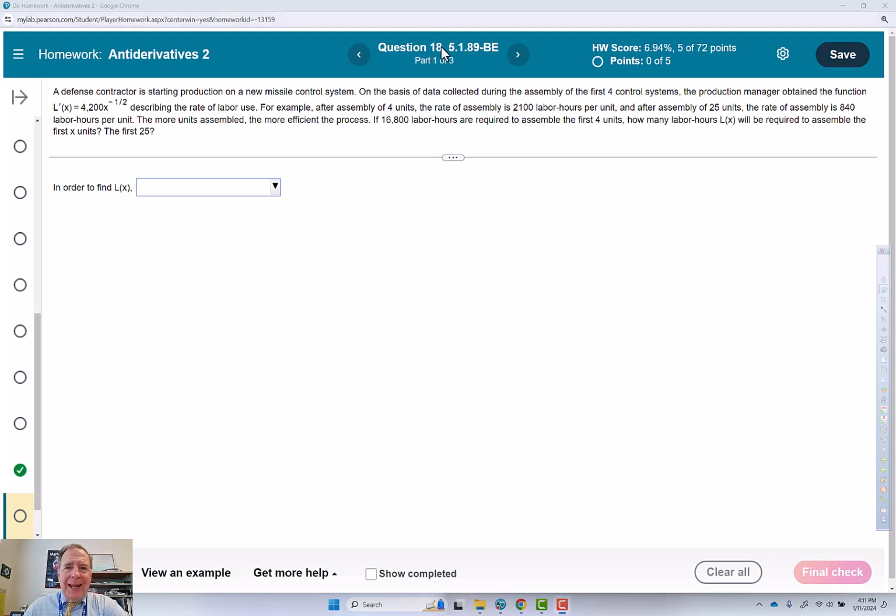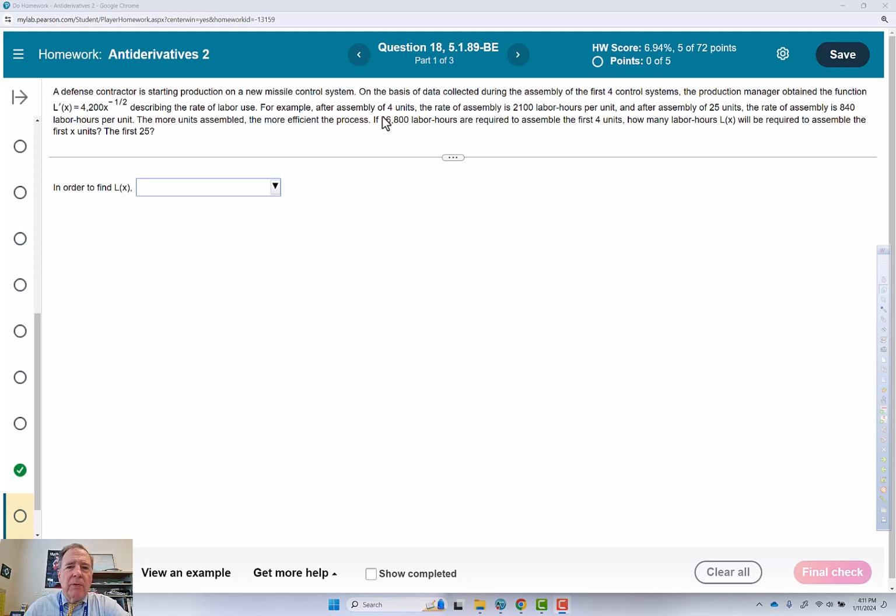This is question 18 of Antiderivatives 2. A defense contractor is starting production of a new missile control system. On the basis of data collected during the assembly of the first 4 control systems, the production manager obtained the function L prime of x equals 4200 times x to the negative 1/2, describing the rate of labor use.